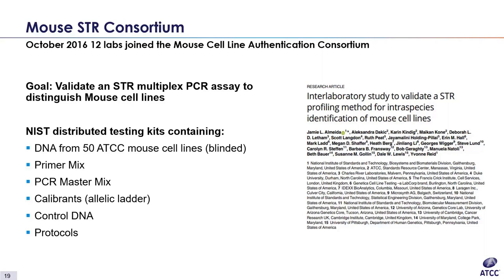ATCC provided the DNA that was distributed to the group alongside reagents, controls, and protocols provided by NIST. Each laboratory independently profiled and analyzed cell line data for each of the 50 blinded cell lines. Results were then sent into NIST, and a summary of the consortium's work was published in June of this year, shown here on the right.